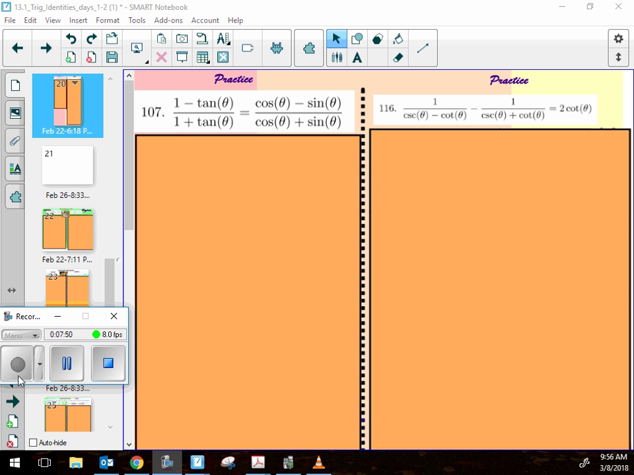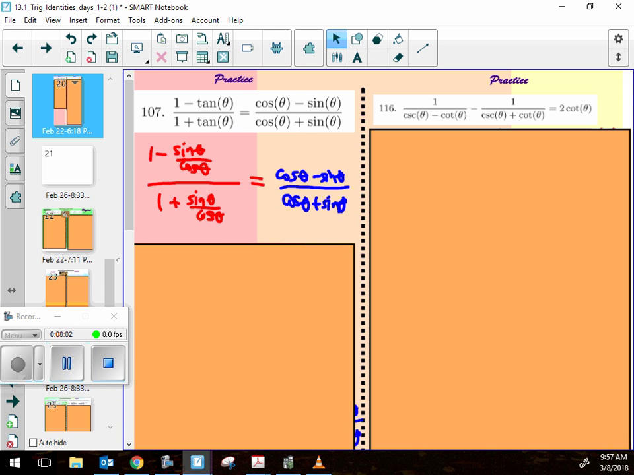All right. So I think it's time to get some feedback here. Did any of the groups feel like they got both of them completely? All right. Then let's talk about the first one at least. Can you at least see what happened first here? Tangent got changed into sine over cosine.